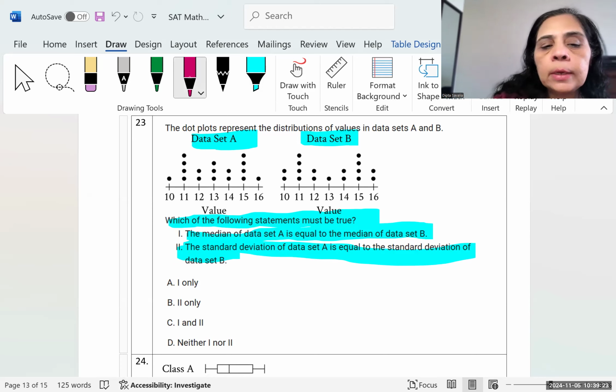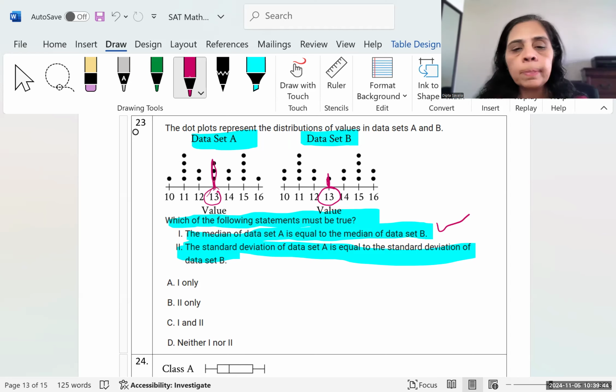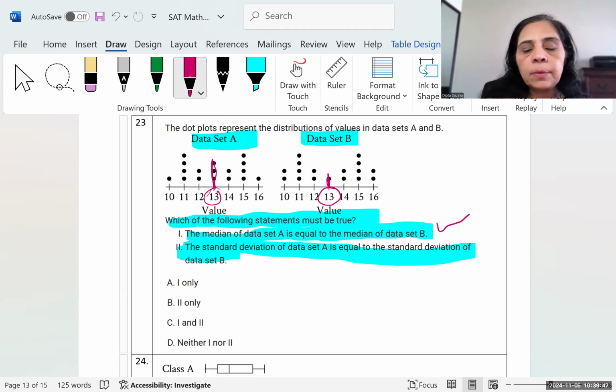We can see here we have the mean, it should be in the middle, right? We have exactly the same data on both sides. Same thing here. So the mean is the same. Also you can see the median is the same, because you cross out from both sides, so you will get 13. So the first one is correct. Let's look at the second one, standard deviation.